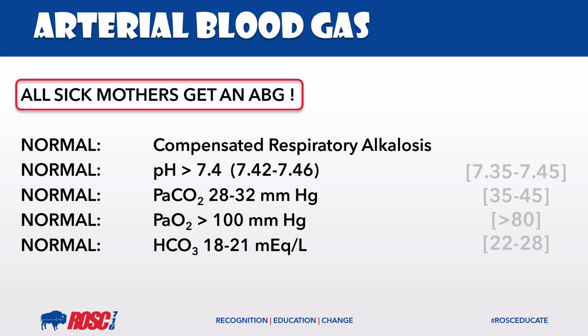I think one of the biggest things to point out with this is our PCO2. A normal PCO2 is 28 to 32, where normal is 35 to 45. In fact, if you have a PCO2 that's greater than 40 in a pregnant woman, that's indicative of respiratory failure. These differences need to be understood so we can have early recognition of our impending respiratory failure and/or critical illness.